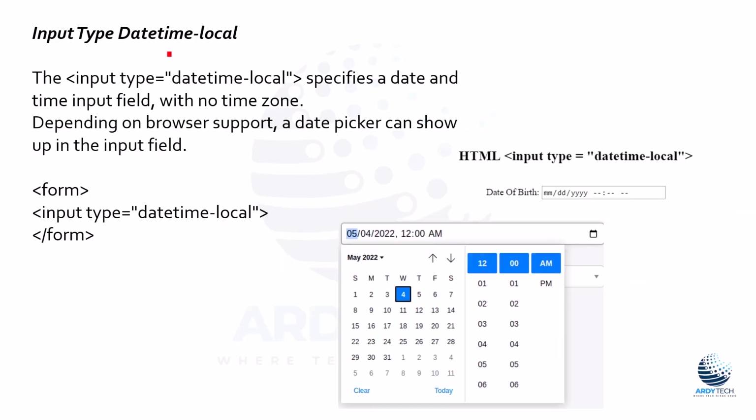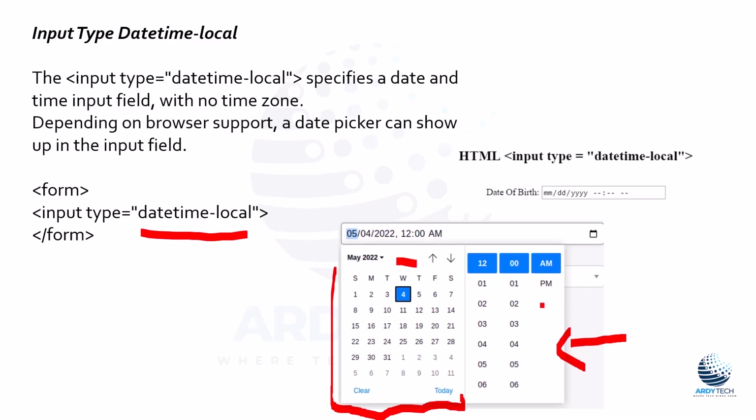Another type of input here is the datetime local. The datetime local here is a combination of both the calendar and the time. So the user has the ability to enter a specific date as well as the time. When you use the datetime local input type, it gives you the calendar here as well as the time. So the user can set a specific date as well as a time for that input field. So this is how the datetime local input type works.